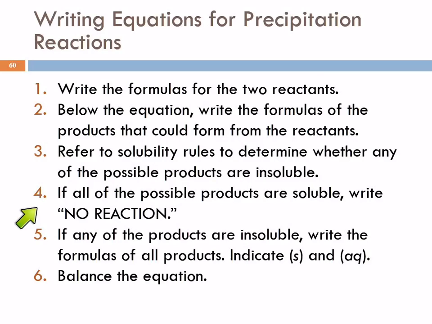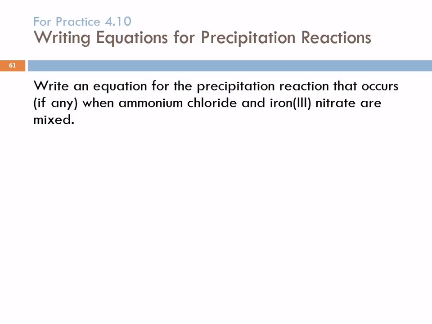If all the products are soluble, write no reaction. If one or both are insoluble, then you have to put the states, S for solid, AQ for aqueous, and then balance out the equation. So it's always fun when you get no reaction because then you're done and you don't have to do any more work. Let's do an example. Write an equation for the precipitation reaction that occurs, if any, when ammonium chloride and iron 3 nitrate are mixed.